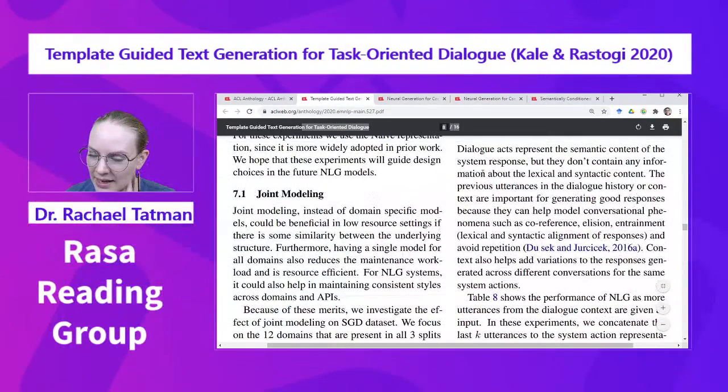Role of context. Dialogue acts represent the semantic content of the system response, but they don't contain any information about the lexical and syntactic content.